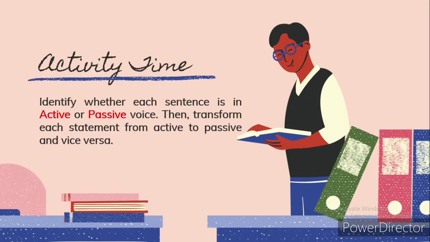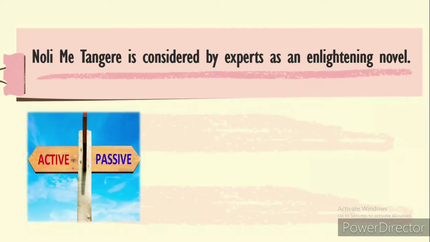Now, activity time. Identify whether each sentence is in active or passive voice. Then, transform each statement from active to passive and vice versa. Let us have number 1. Noli Me Tangere is considered by experts as an enlightening novel. Is this in active or passive voice?